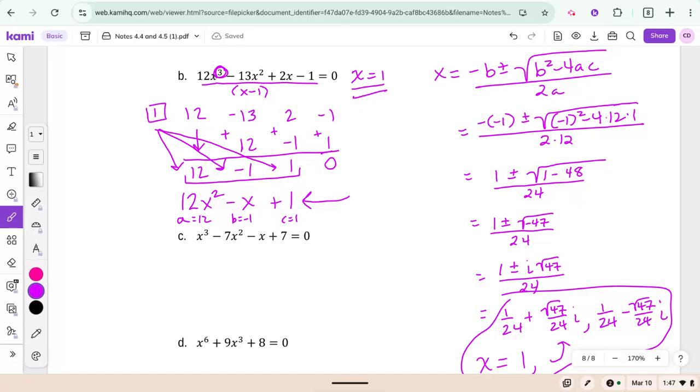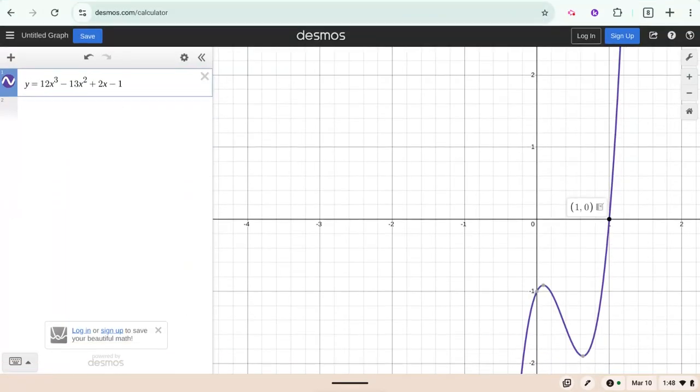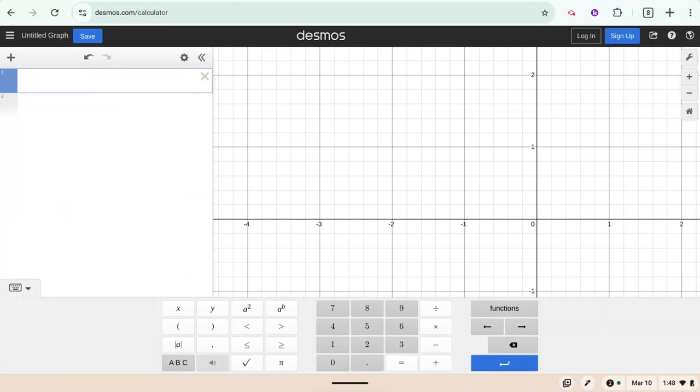Now C is going to be easy. It's going to be just like the one we did last part A, because this one will give us a nice answer. So we've got y equals x to the power of 3 minus 7x squared minus x plus 7.